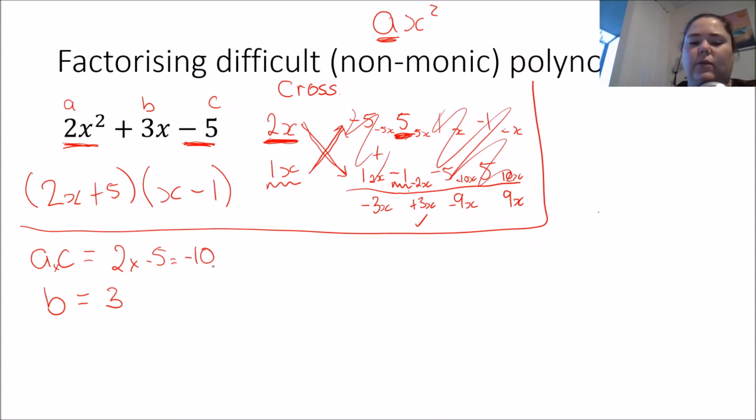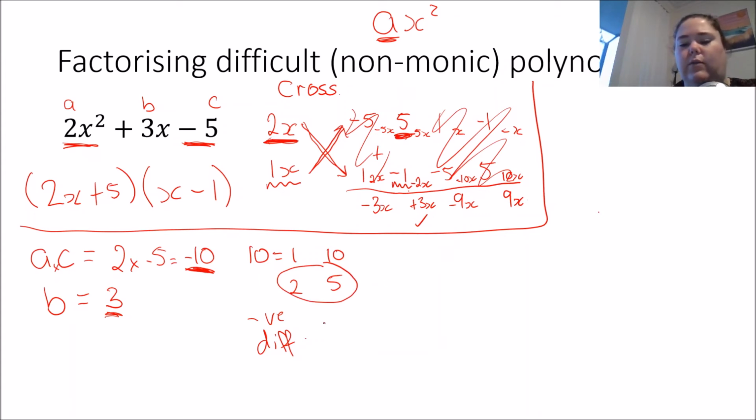So now, just like with the inspection method, we're trying to find our factors of negative 10 that will add to 3. So 10, we've got 1 and 10, 2 and 5. Because it's negative, we're looking for a difference. The one with a difference of 3 is this one, and we need it to be negative 2, positive 5.